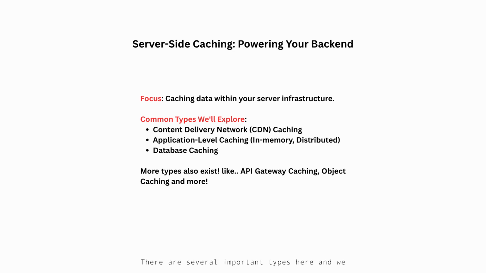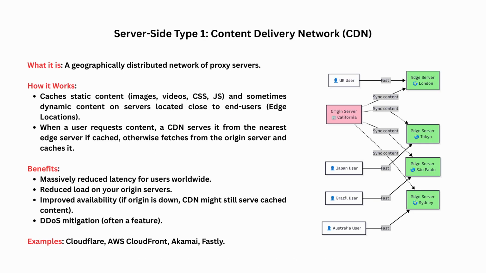There are several important types here, and we will focus on a few key ones: content delivery network caching, application-level caching, which can be in memory within your app or a separate distributed cache, and database caching. Other types exist too, like caches at your API gateway or specialized object caches, but these three are very common and impactful. First up, content delivery networks, or CDNs.